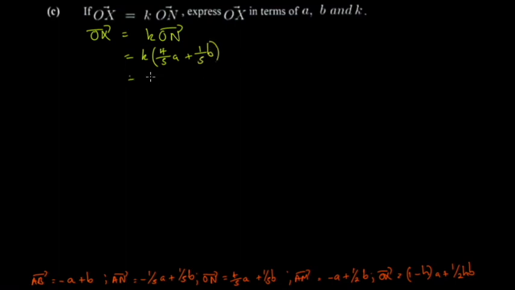Okay, so which is good. So here you get 4 over 5 KA plus 1 over 5 KB like this. And remember, you also had OX equal to 1 minus H A plus half HB, like this.